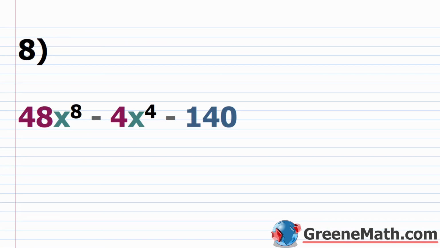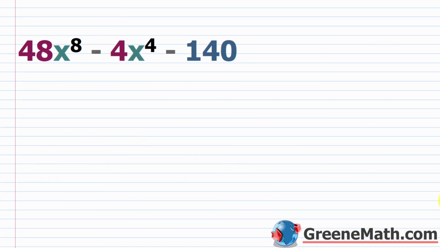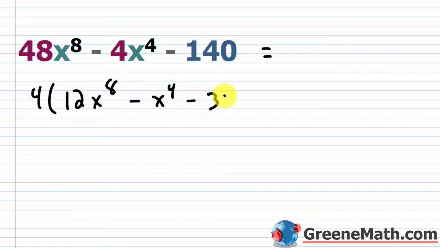All right, let's take a look at problem number 8 now. So we have 48x to the 8th power minus 4x to the 4th power minus 140. So what do we want to do here? Let me see what we can pull out. I know we can pull out a 2 because everything's even, but this is a 4. This ends in 40, and this is 48. So everything is actually also divisible by 4. So let's pull that out. That would give me 12x to the 8th power, then minus x to the 4th power, then minus, this would be 35.